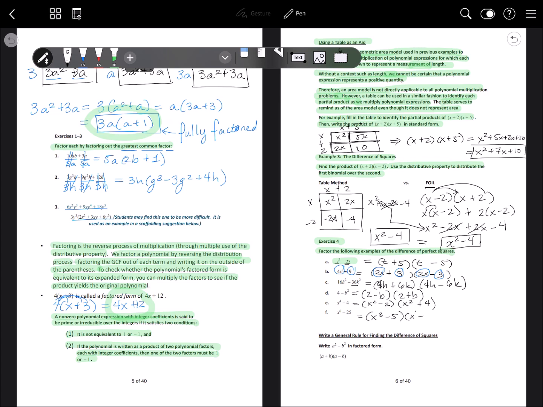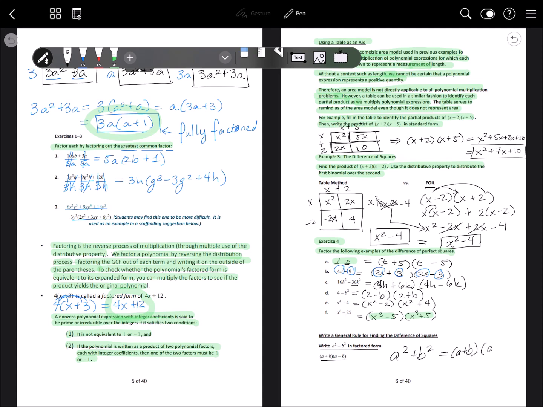Likewise in E, the root of x to the fourth is x squared. That's x squared minus 2 and x squared plus 2. Apologies, it looks like I wrote plus 4 there. And then for the last one, x to the 6 has the square root of x to the third, because x to the third times x to the third is x to the 6, minus 25, so x to the third minus 5 times x to the third plus 5.